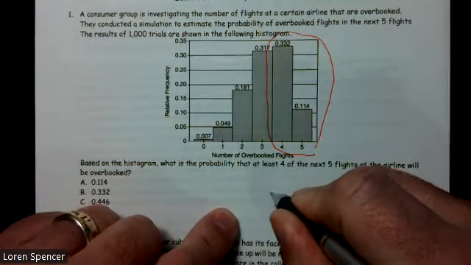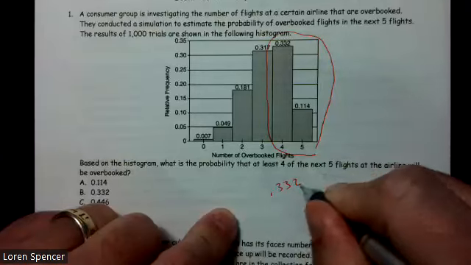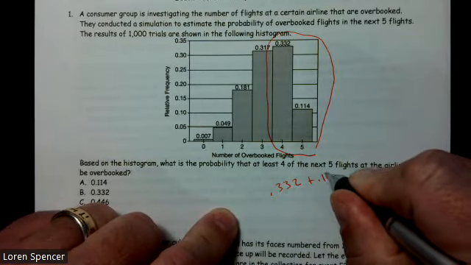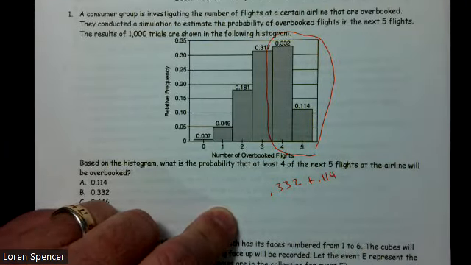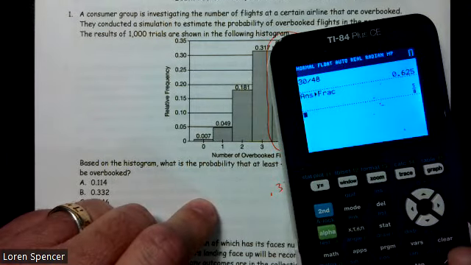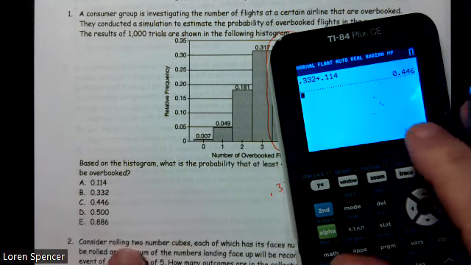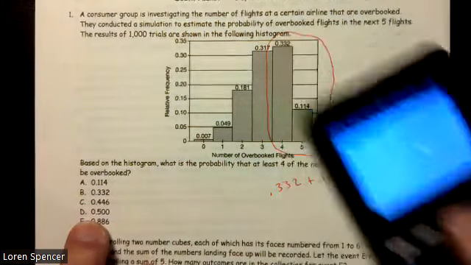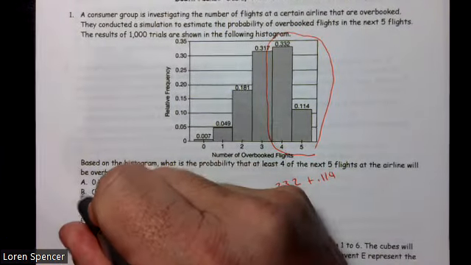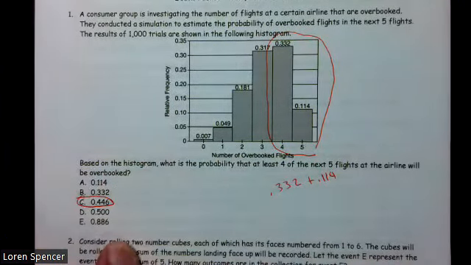So we're just going to take 0.332 and add it to 0.114. And if I get my calculator here, we'll do that real quickly. 0.332 plus 0.114, and we end up getting 0.446. So our answer choice in this case is C.